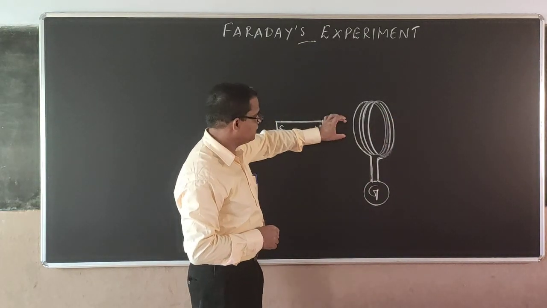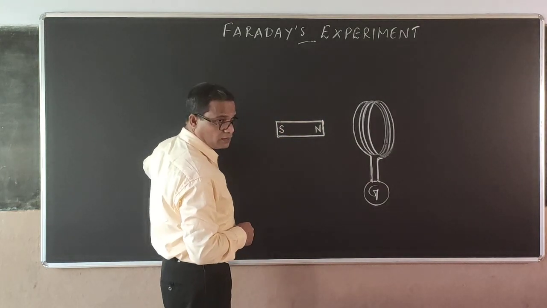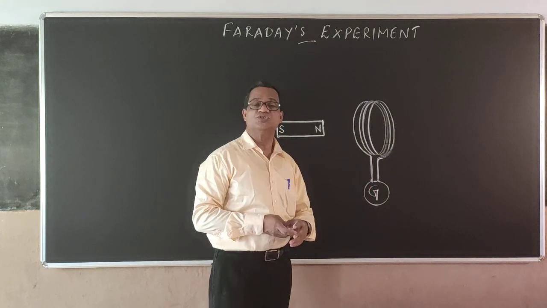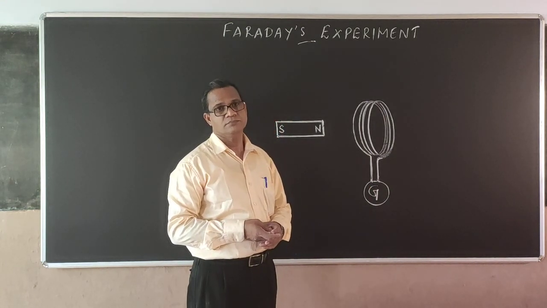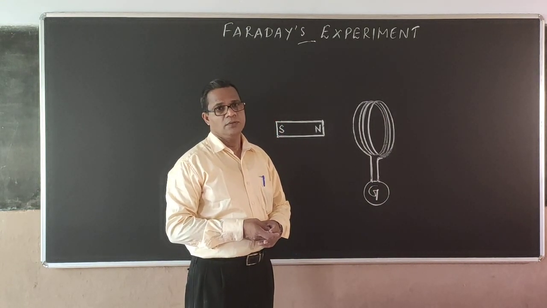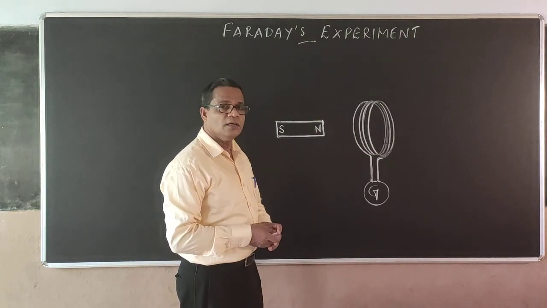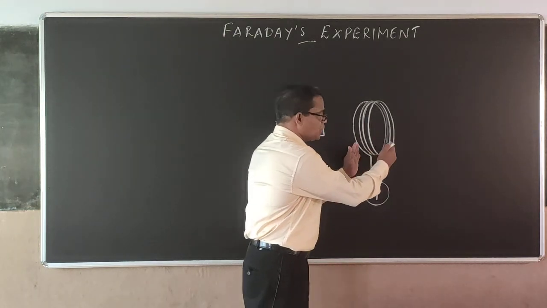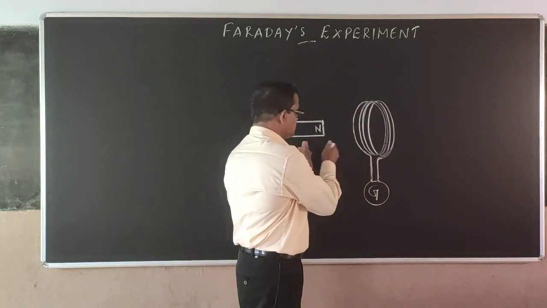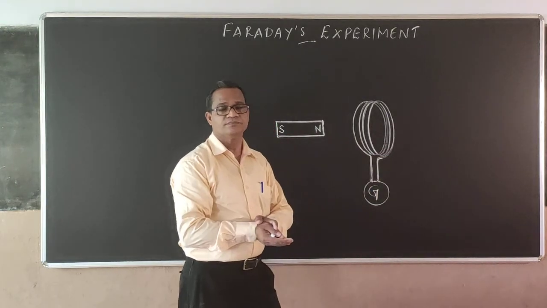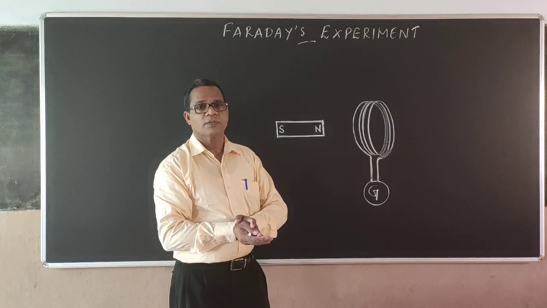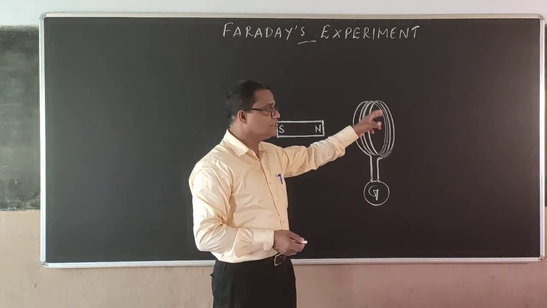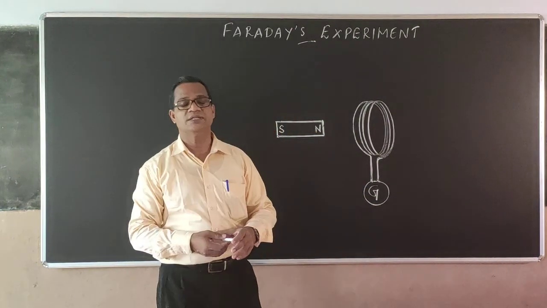He tried the experiment by pulling the north pole away. As he pulled the north pole away, again a deflection is found. And he repeated the experiment, keeping the magnet static and moving the coil towards and away. Then again he observed that a current is produced in the coil, through the deflection produced in the galvanometer.